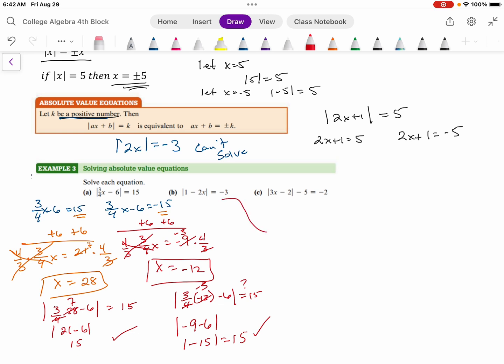All right, part B. This says the absolute value of 1 minus 2x is equal to negative 3. And this is where we have to stop and go back and say, do we have a positive number on the other side of the absolute value bars? And this one we don't. So in this case, we would say there's no solution.